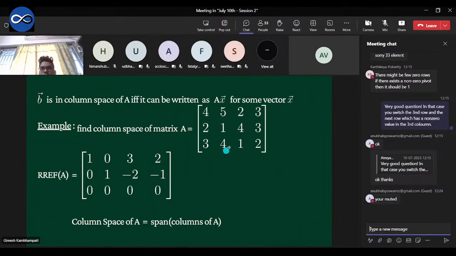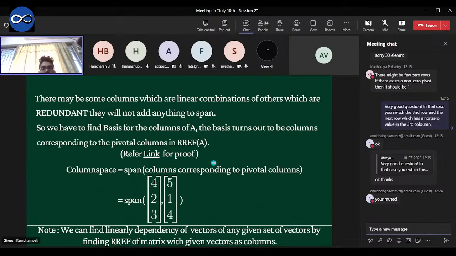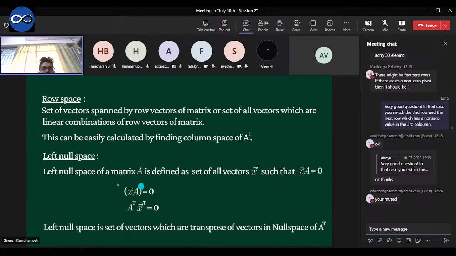As I told previously, we will consider a matrix whose columns are the given vectors, and we will find its RREF. This way, we can find the linear dependency or independence of a given finite set of vectors. This is one application of RREF.